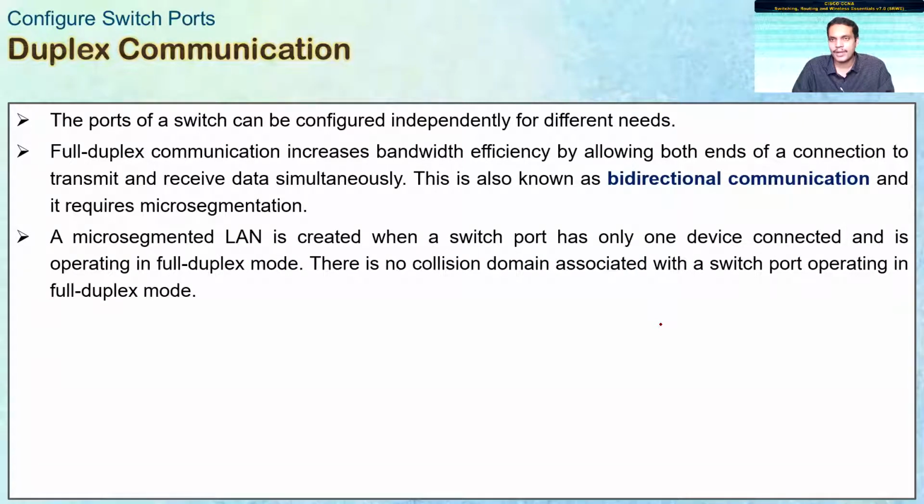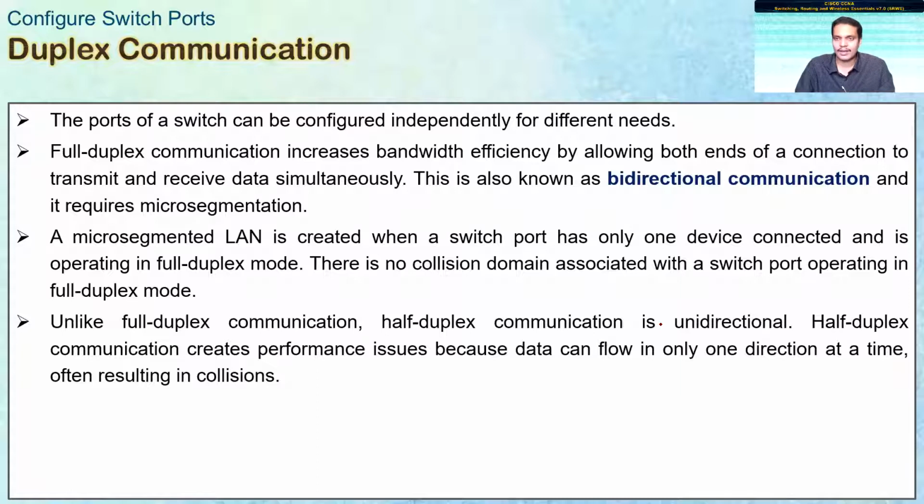Now, a microsegmented LAN is created when a switch port has only one device connected to it, and it is operating in full duplex mode. When this happens, there is no collision domain associated with a switch port operating in full duplex mode. Unlike full duplex, the other option is half duplex, which is unidirectional. This creates performance issues because data flows in only one direction at a time, and it results in collisions.